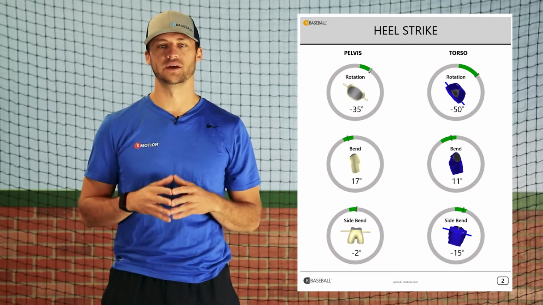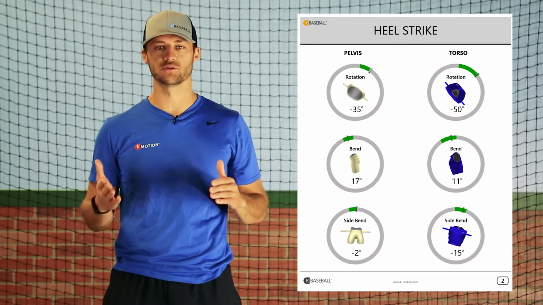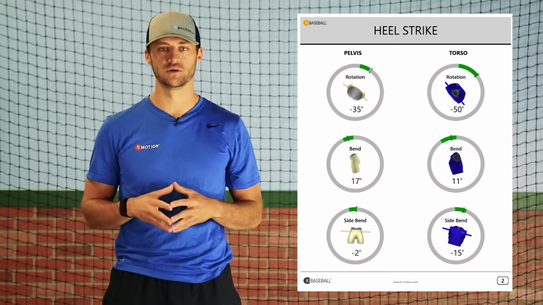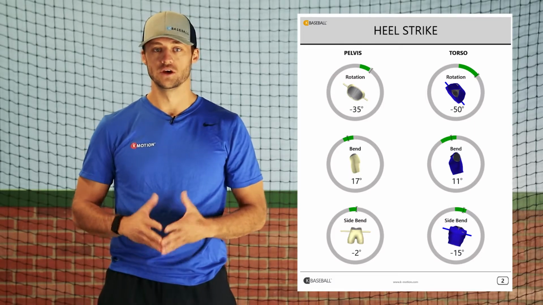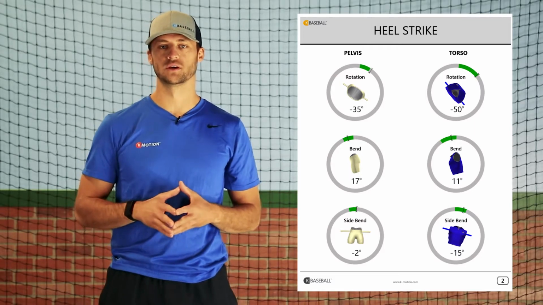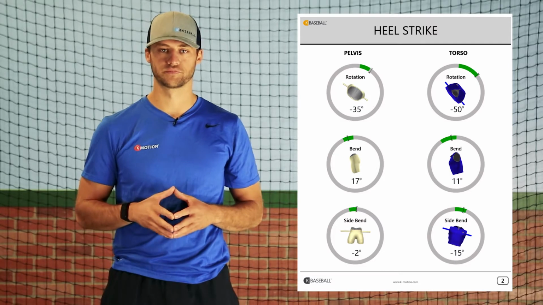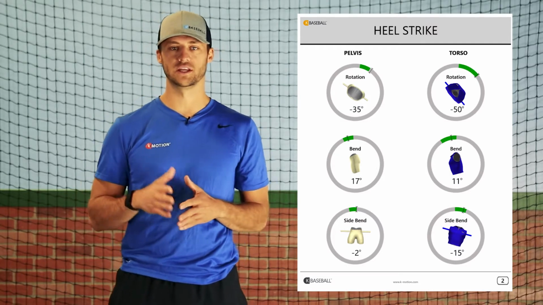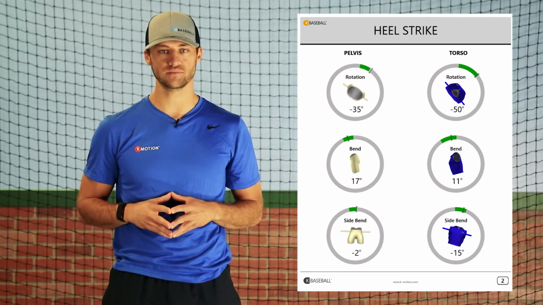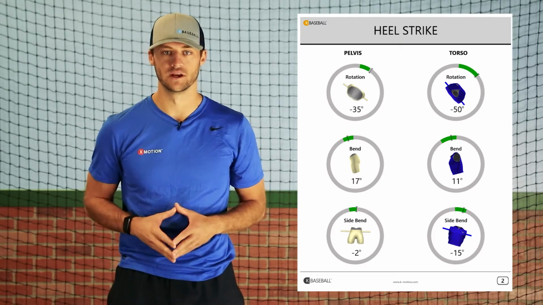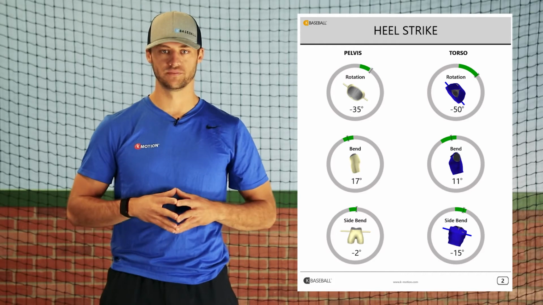So torso side bend at heel strike refers to the amount of lateral tilt the player has in their torso when their heel strikes the ground and their pelvis begins rotation. A good number for hitters at this point in the swing will be a small positive number. A high negative number can indicate that the player is landing excessively forward of center. A high positive number can indicate that the player is stuck back.